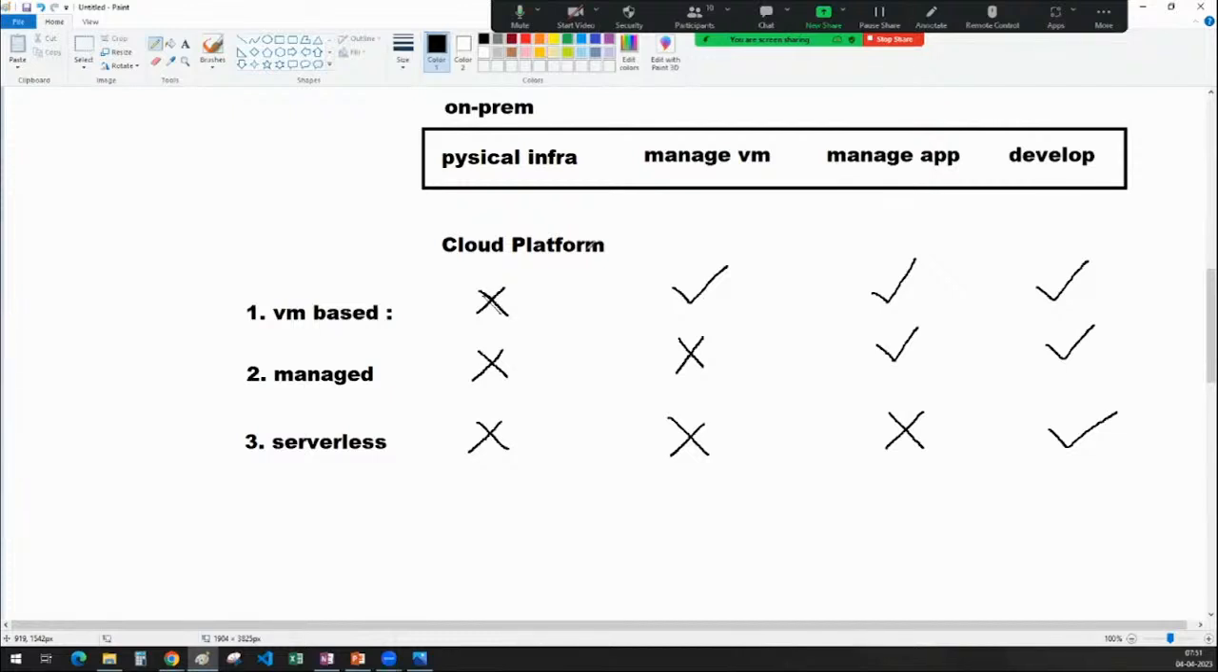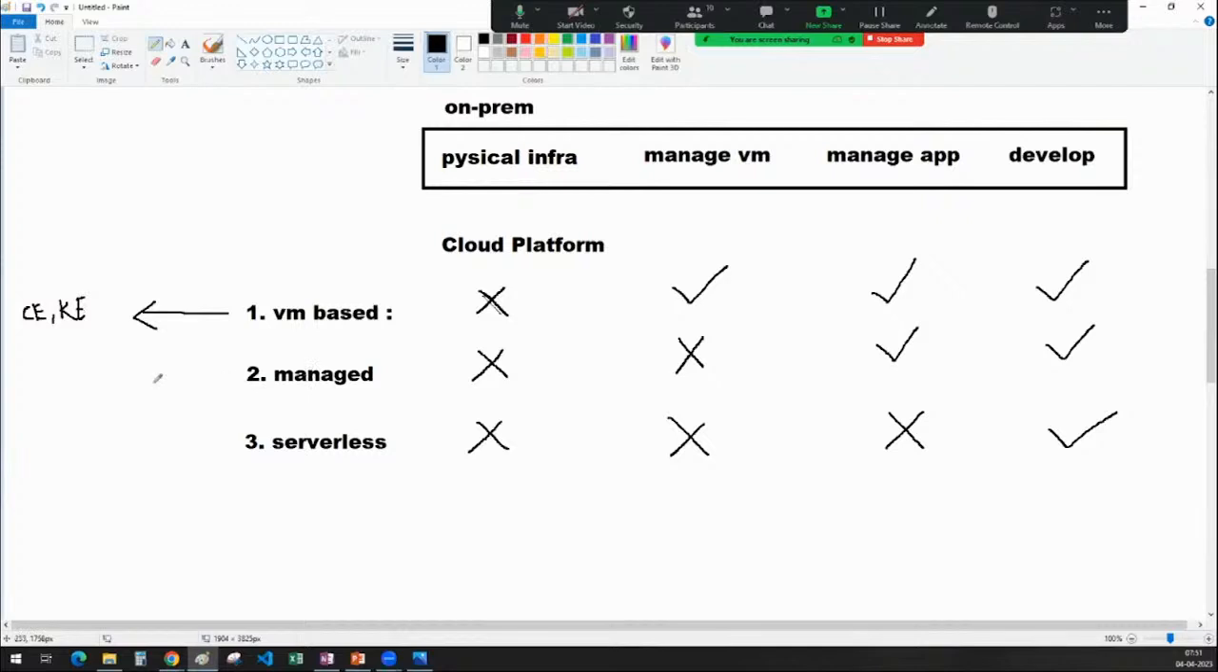Okay. And if you go to the serverless, only the development part you are talking about. Because we will see in our upcoming classes what is the fully managed, what is the serverless. So if you go to the VM managed, you can look at the compute engines. Compute engines are there. Kubernetes engines are there, GKE. So these are all under VM based services.